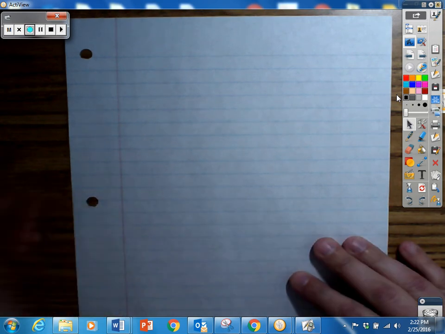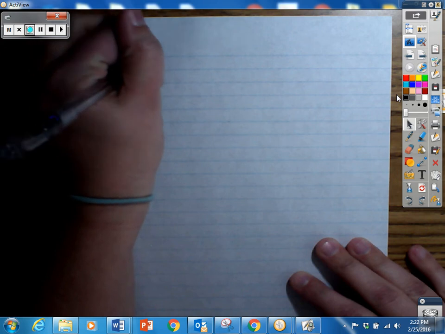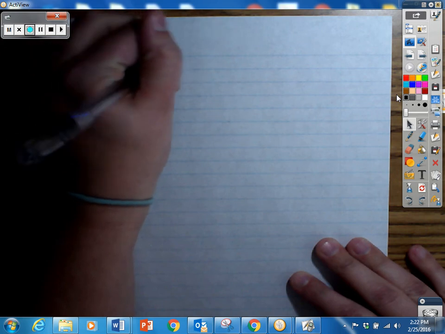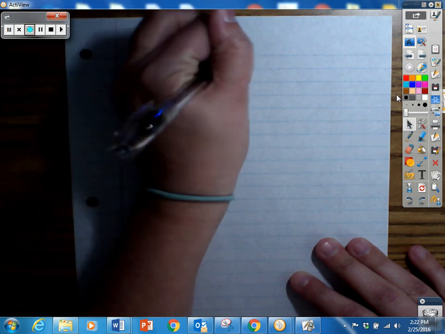Okay, boys and girls, today we are going to be continuing our length in U.S. customary and U.S. metric. So today we're going to be learning about the conversion chart. So we're going to need our notebook, and we're going to title our notebook page length dash U.S. customary.